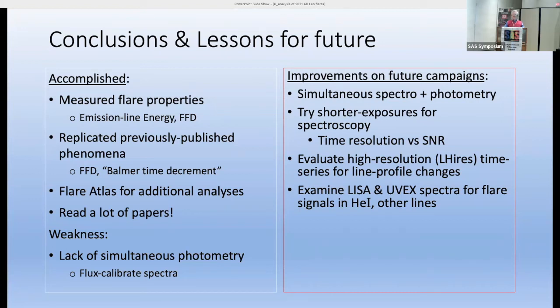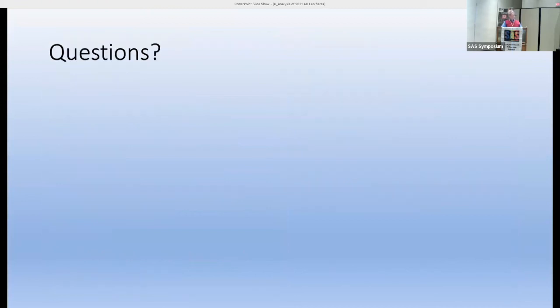We've got a gang of high resolution spectra that need to be evaluated for things like spectral profile changes, radial velocity effects, and the LISA and UVEX spectra are probably able to tease out increases in some helium lines and maybe others during these high energy events that we also have not examined yet. So Rachel has told me that I'm out of time. Otherwise, I'd be happy to entertain a question.